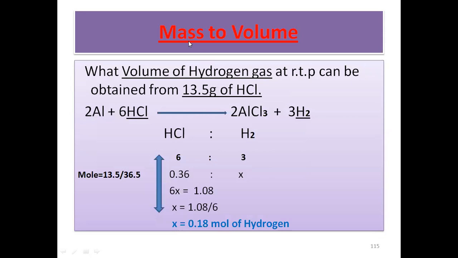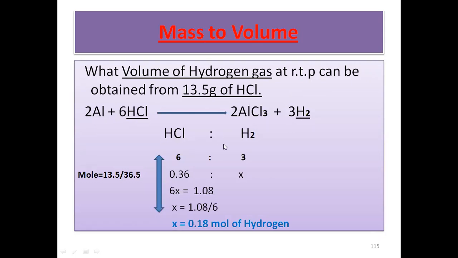Now there is a calculation between mass and volume. What volume of hydrogen gas at room temperature and pressure can be obtained from 13.5 gram of hydrochloric acid? Here we have to convert the given mass into volume. 2 moles of aluminium react with 6 moles of hydrochloric acid, forming 2 moles of aluminium chloride and 3 moles of hydrogen. Here we have a stoichiometric relation between hydrochloric acid and hydrogen.